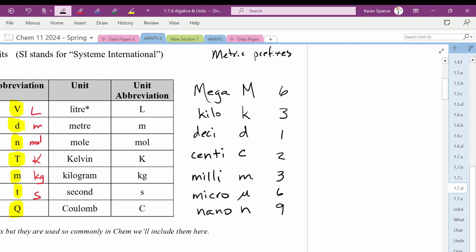Now, these numbers, which of them are positive? The 6 and the 3 are positive, and the rest of them are negative. Now, are those the actual numbers, or do we need to do something with them? We need to make it 10 to the 6, 10 to the 3, 10 to the negative 1, 10 to the negative 2, 10 to the negative 3, 10 to the negative 6, and 10 to the negative 9. All right.